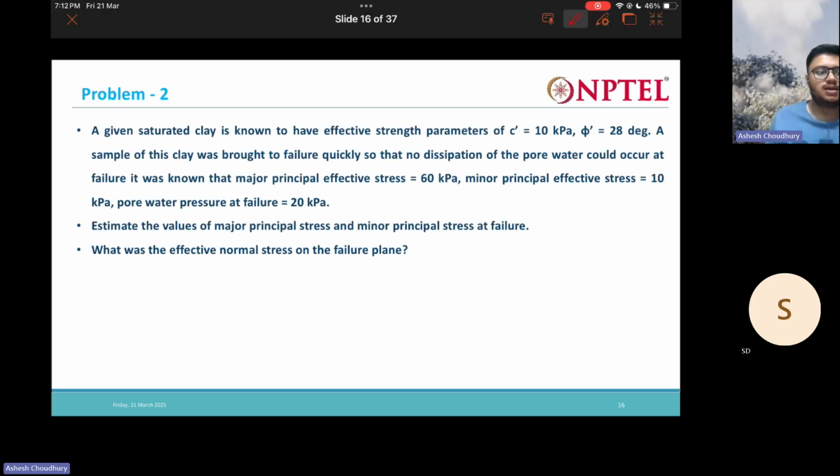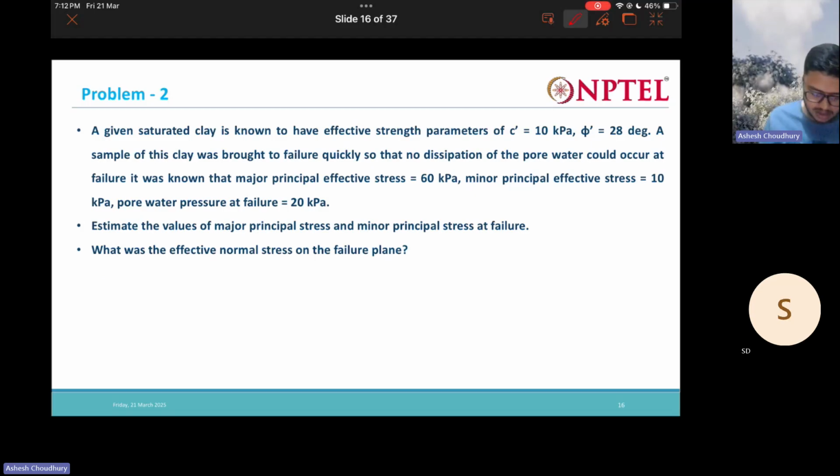A given saturated clay is known to have effective strength parameters of c prime equal to 10 kPa, phi prime equal to 28 degrees. A sample of this clay was brought to failure quickly so that no dissipation of the pore water could occur. It was known that major principal stress was 60 kPa, minor principal effective stress was 10 kPa, pore water pressure at failure 20 kPa. Estimate the values of major principal stress and minor principal stress at failure. What was the effective normal stress on the failure plane?